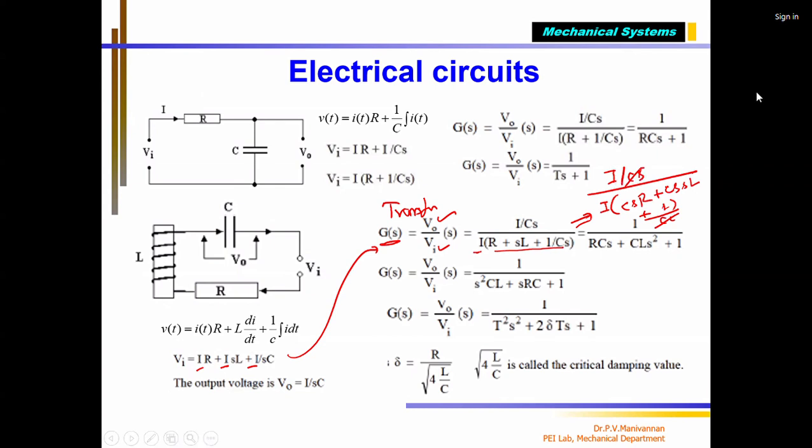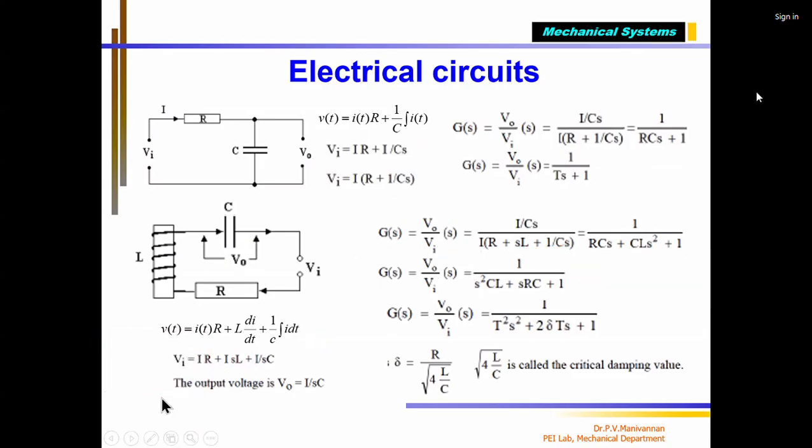And now I can get this transfer function. Okay, so in that case, what I will have is I divided by I into RCS. I am just rearranging terms, RCS, for easy understanding, plus CL into S square plus 1, which can be written like this. By removing the I, I will get 1 divided by S square, the highest term, RCS is the next term, this one. So we got the transfer function.